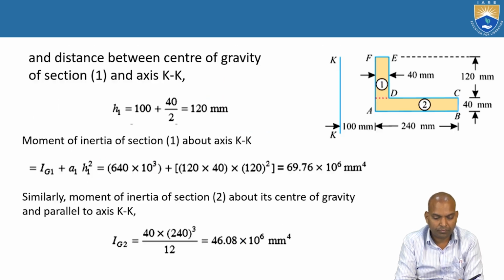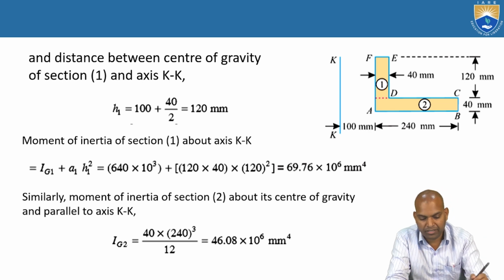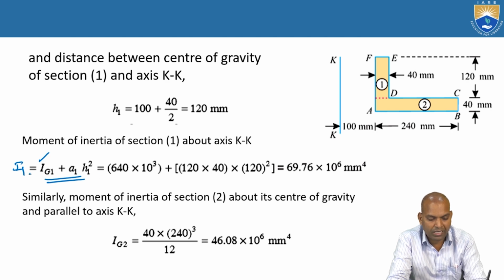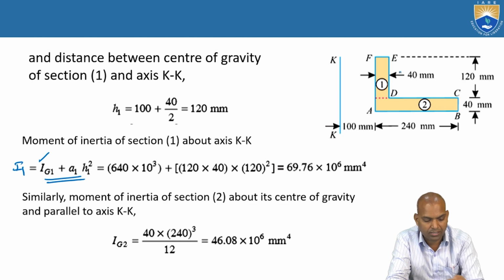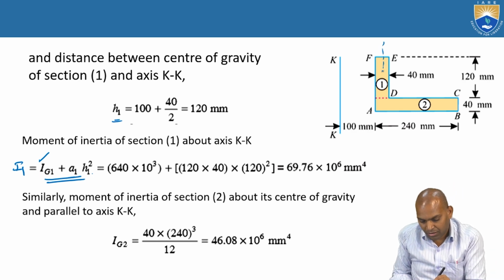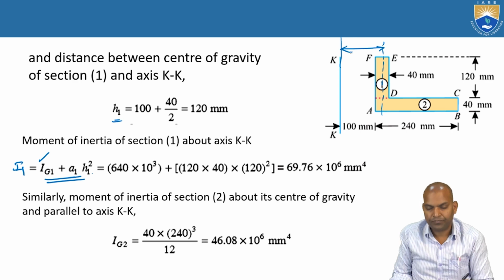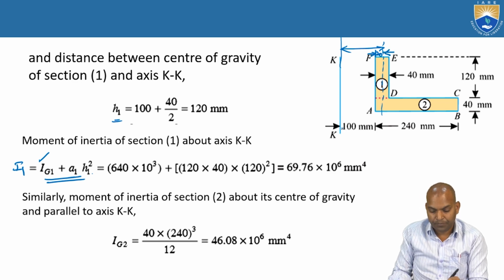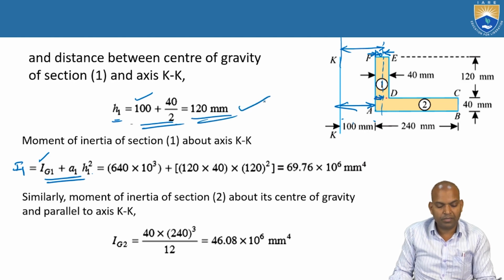Next, what is our formula? The derived expression is I1 equal to IG1 plus A1 H1 square. IG1 we calculated. Area A1 is 40 into 120. And H1 is the distance from this section's center of gravity to KK. This is 100 plus 40 by 2, that is 100 plus 20, which is 120 millimeters. H1 is 120 millimeters.